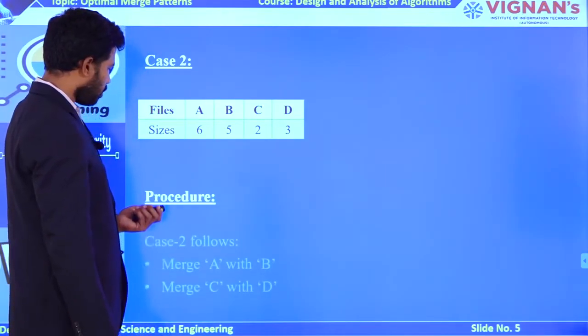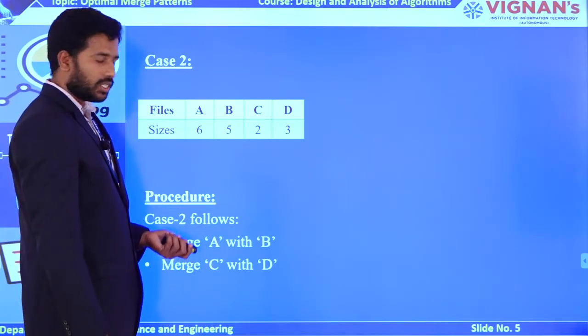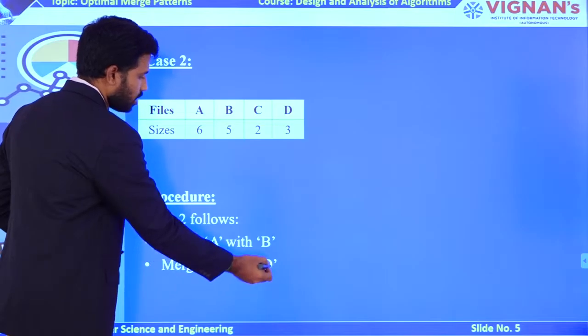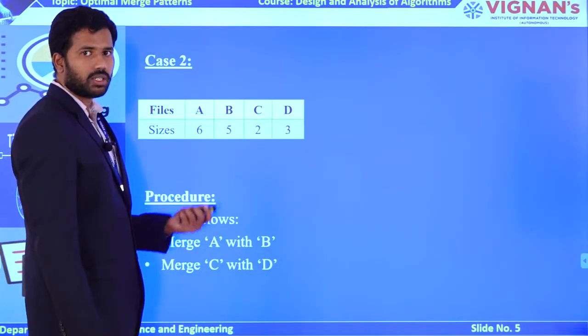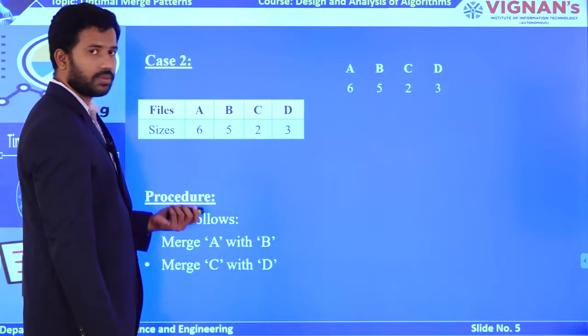So the case 2 procedure is that initially you are merging A and B, followed by C and D. The merged file of A and B as well as C and D will be merged again to get the total final merged file. Okay. Now try to observe the tree structure.